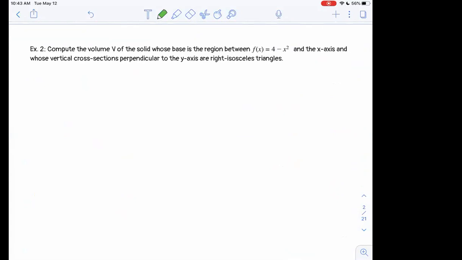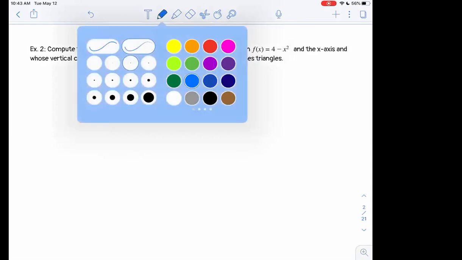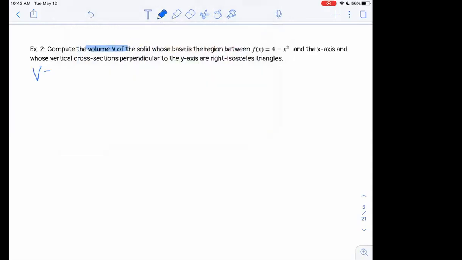Example number 2 says compute the volume. So already I'm thinking, okay, I'm going to need to find volume. Even before I read further, I might want to write down volume equals the integral of area dx or the integral of area dy. And then I keep reading.